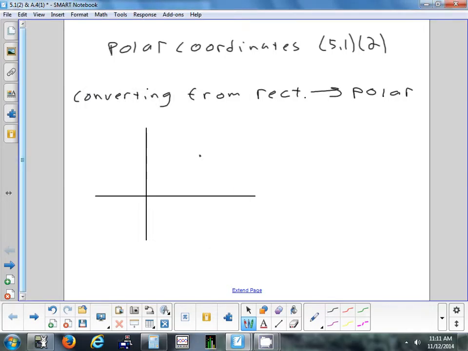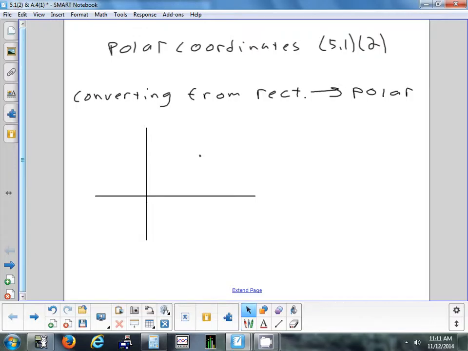All right, so today we'll finish up section 5.1. We already talked about how we graph polar coordinates, and different ways to represent them, whether you're going clockwise or counterclockwise. We changed polar to rectangular, and then today we're going to do the other thing. We're going to change from rectangular to polar.